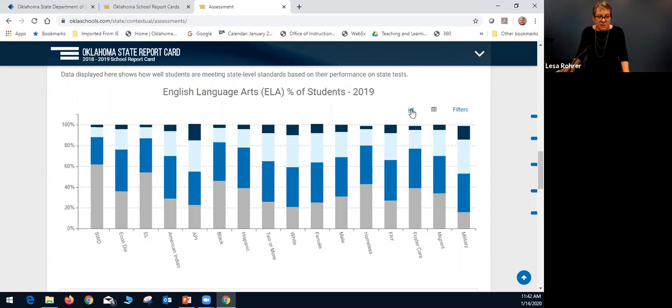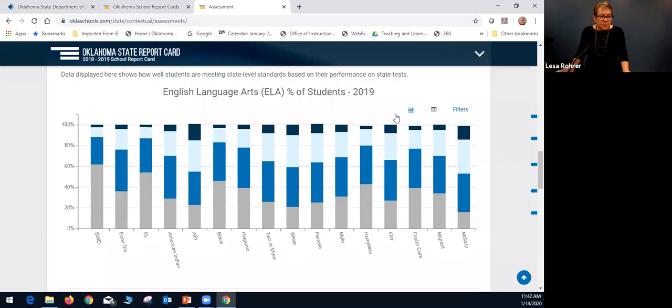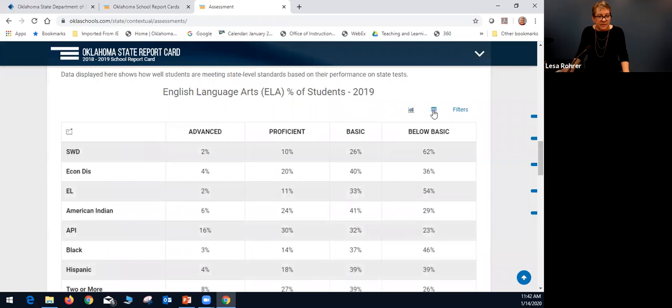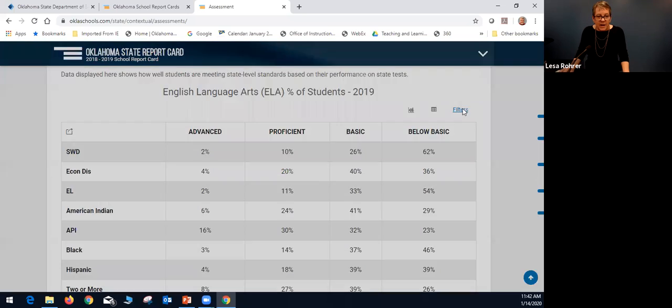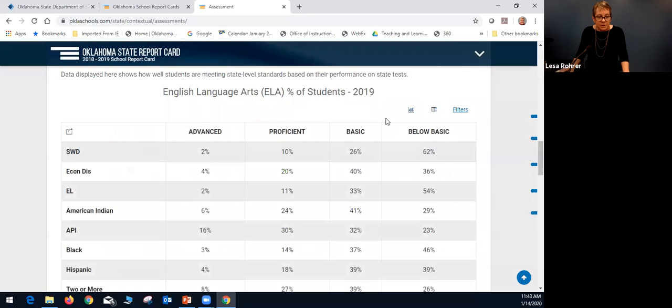I can change the display if I wish to and represent it this way. But we really wanted to promote that thinking that this is where students are. We don't have students that are proficient or not proficient. We have students on a learning pathway that is connected to a continuum of learning between grades K and 12. If you're a table person, you can also have that displayed in the table. I can have filters and I can look at my demographic groups in isolation as well.